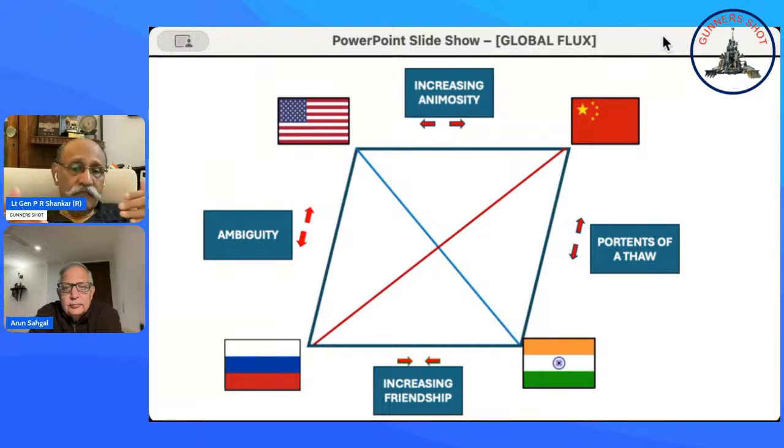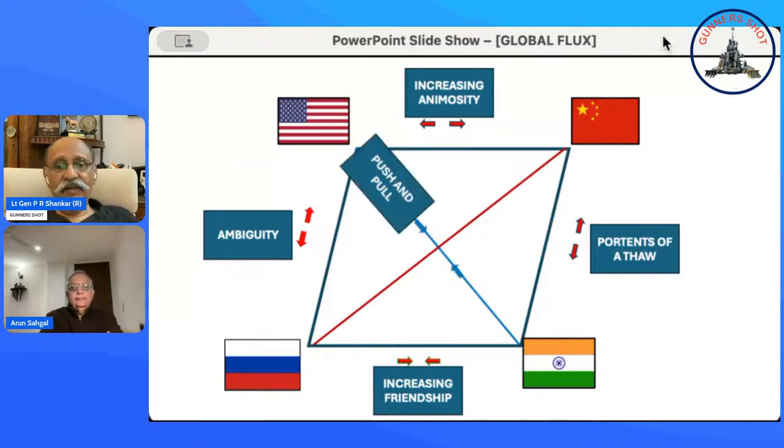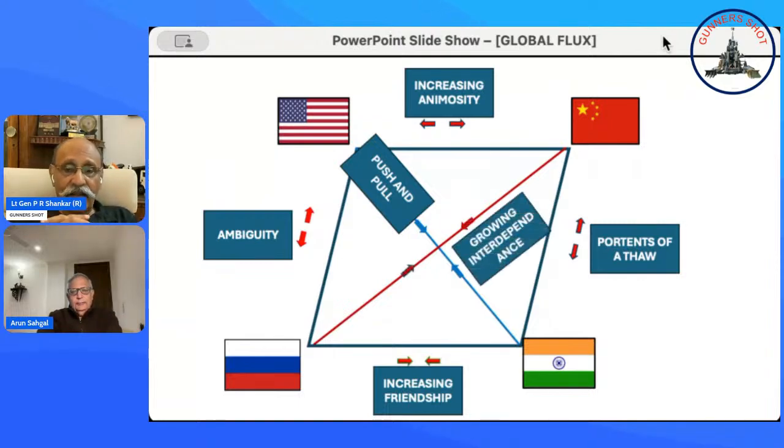And of course, the relationship between USA and Russia is one of ambiguity, which is now setting in. 6 months back, the things were different. Now it's slightly different. Now, along the quadrilateral, there's a push-pull equation between India and USA. That everyone knows. There's no need to recount, but it is there, and there is a growing interdependence between China and Russia. And many people think it is Russia which is dependent on China and not the other way around. But I might like to add that it is interdependence more.